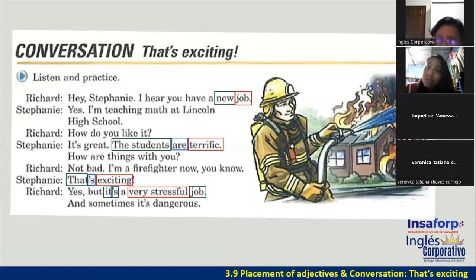Luego tenemos el resto que son adverbs, adverbios, conjunctions, conjunciones, pronouns, pronombres, verbos, prepositions, preposiciones, and interjections. Aunque en español no se llaman prepositions, se enseñan de una forma diferente en español, no recuerdo cómo es que se dice.